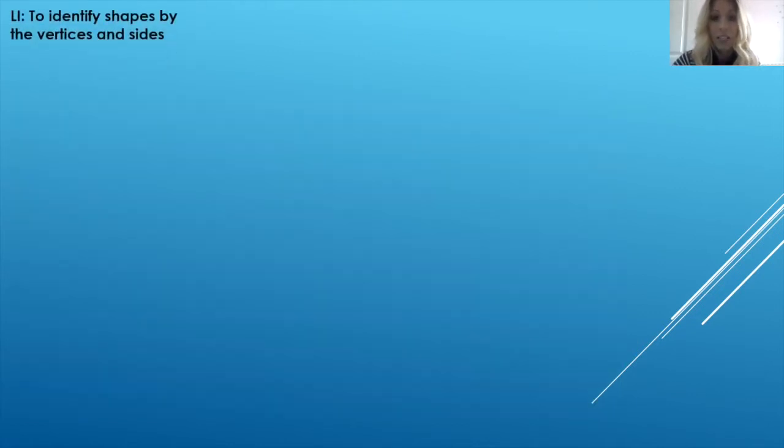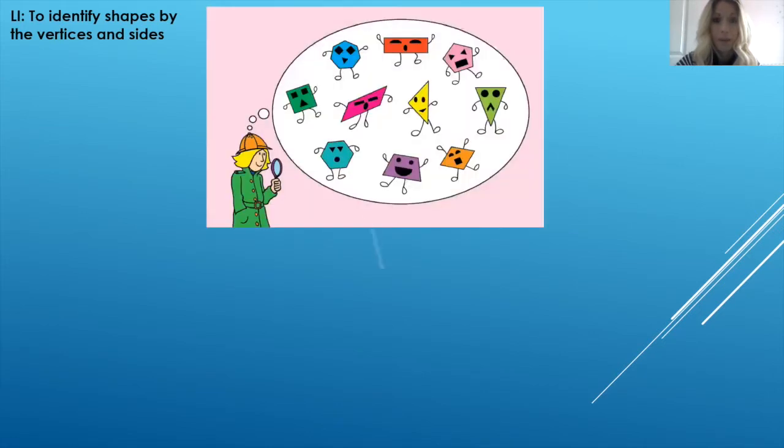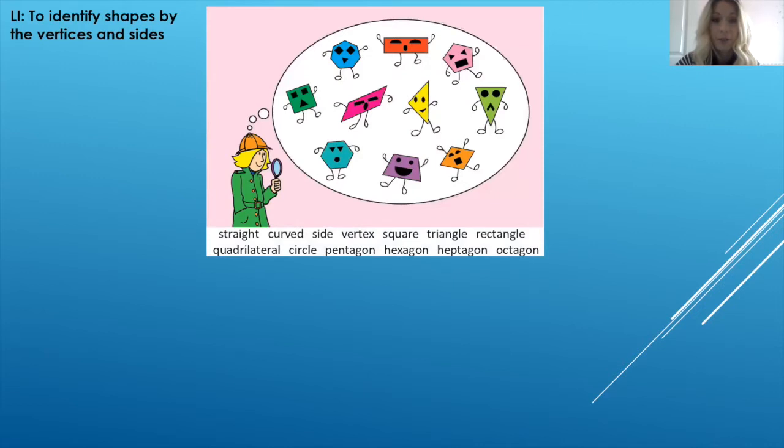So our learning intention is to identify shapes by vertices and sides. Have a think. Can you remember what they are? Here are some shapes to help you, and star words underneath. So the vertices is where one side meets another. Can you see them in this picture? Can you see where the sides are?